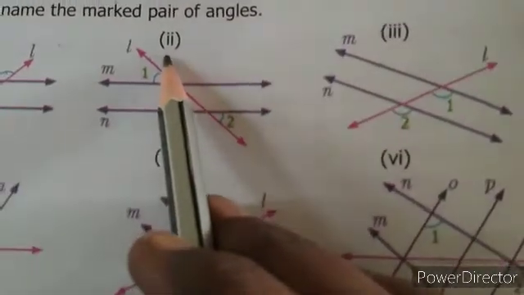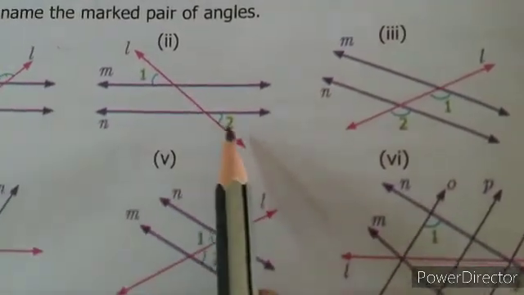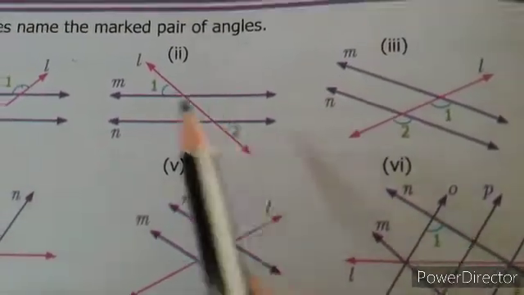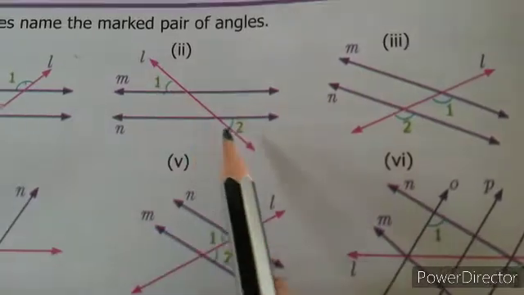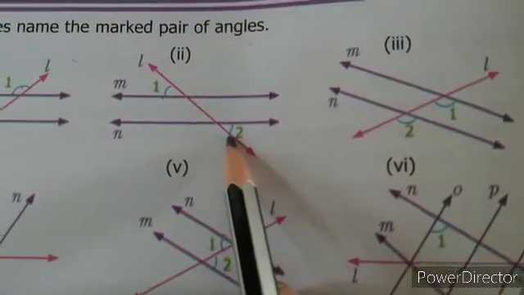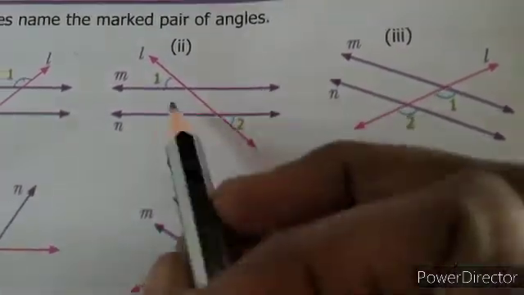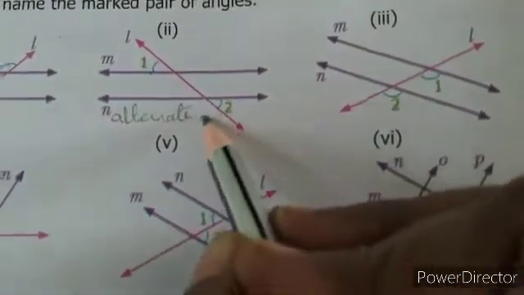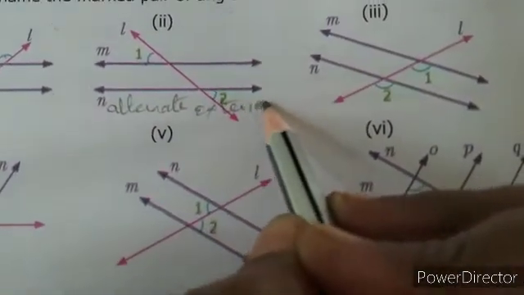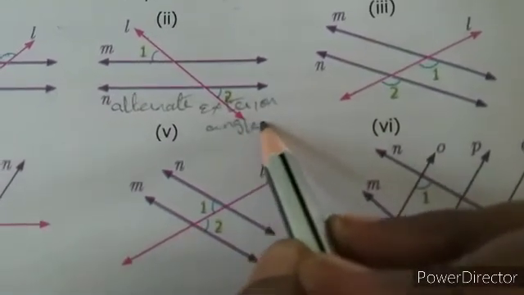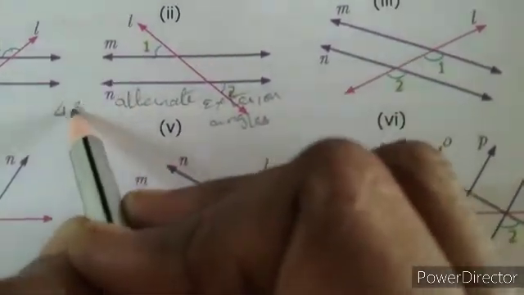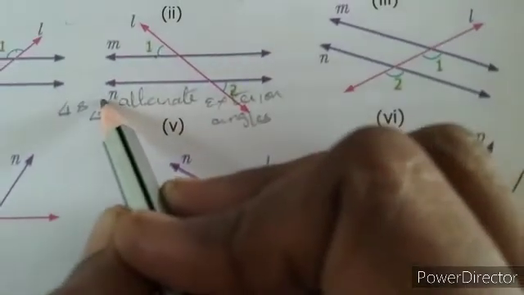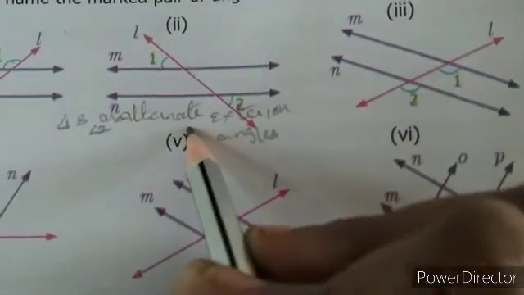In subdivision 2, here also M and N are parallel lines and L is a transversal. Here angle 1 and angle 2 are marked, and they are exterior alternate angles. What you have to write? Angle 1 and angle 2 are alternate exterior angles.